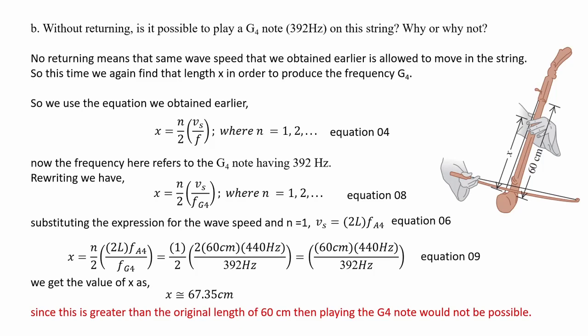So we use the equation we obtained earlier as shown in equation 4. Now the frequency here refers to the G4 note having 392 Hz. So we rewrite and we have equation 8. We then substitute the expression for the wave speed as shown in equation 6 and n equals 1 for the fundamental mode. We get the value of x and it appears to be greater than the length of the wire of the instrument. Since x is greater than the original length of 60 centimeters, playing the G4 note would not be possible.